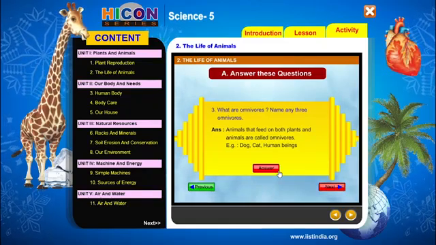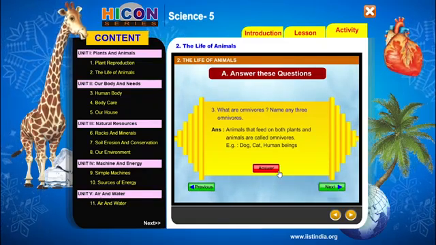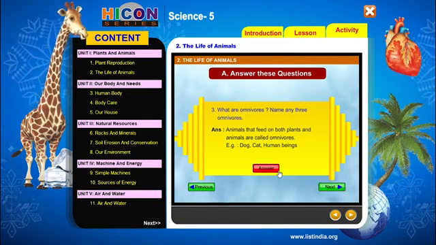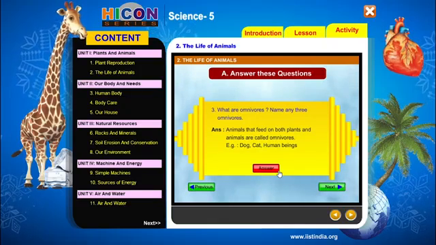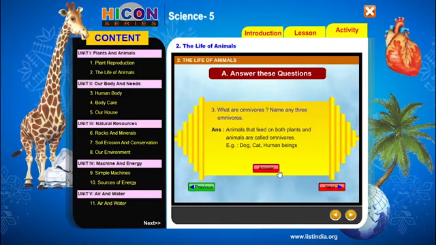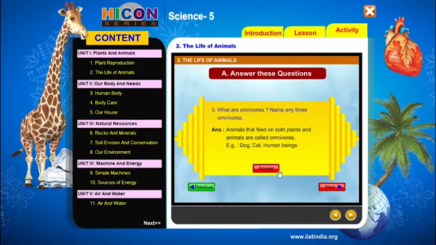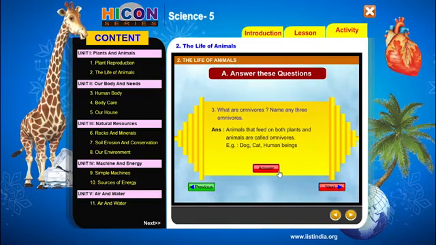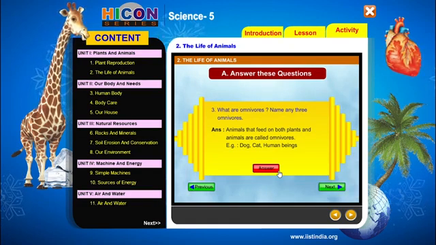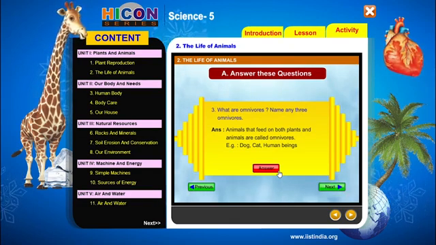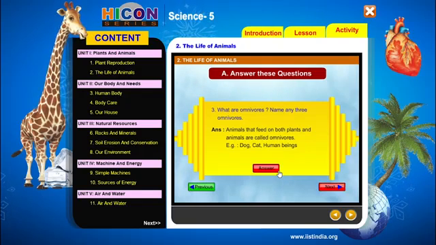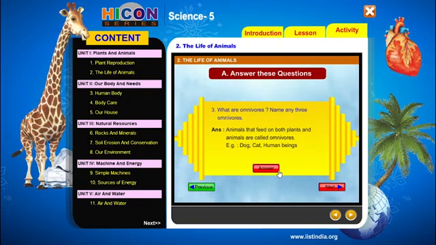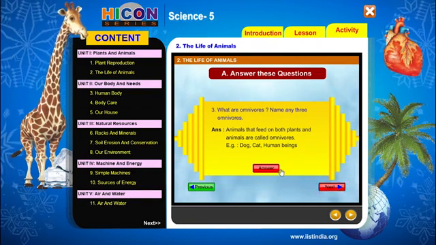Some more examples are rats and squirrels. So examples for the omnivores are dogs, cats, human beings, rats, squirrels. Cockroach is also an example for omnivores. So children, this is the answer for the question: what are omnivores? Name any three omnivores. Omnivores means the animals which eat both plants and animals. So see the next question.